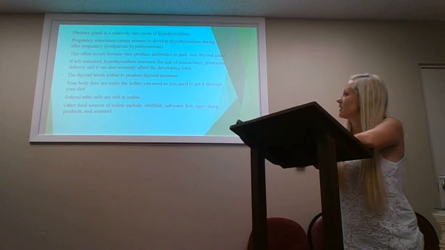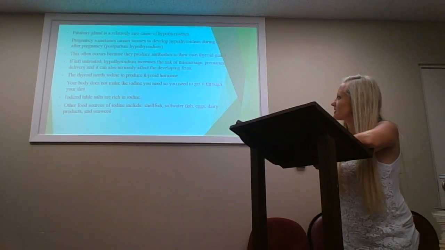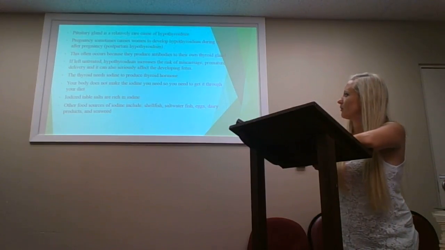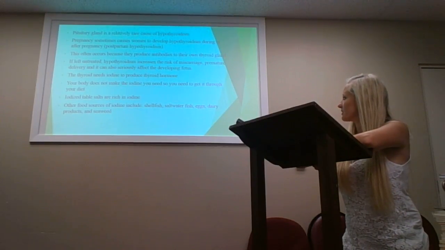The thyroid needs iodine to produce thyroid hormone. Your body does not make the iodine you need, so you need to get it through your diet. Iodized table salt is rich in iodine. Other food sources of iodine include shellfish, saltwater fish, eggs, dairy, produce, and seaweed.